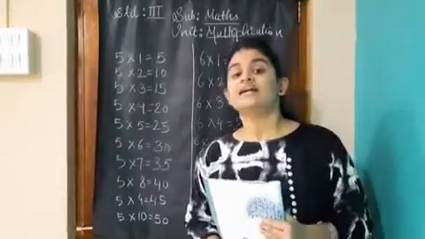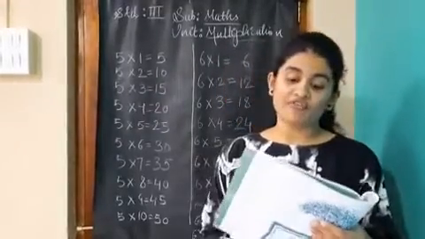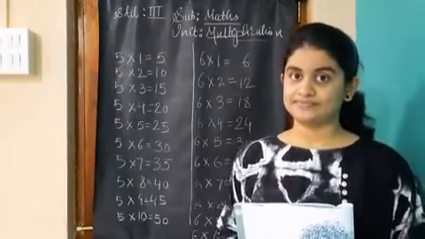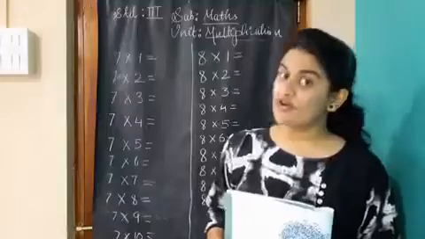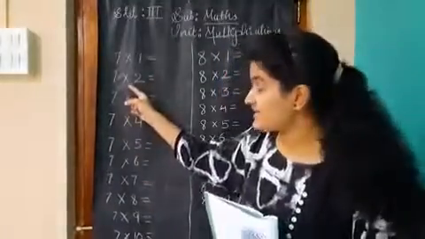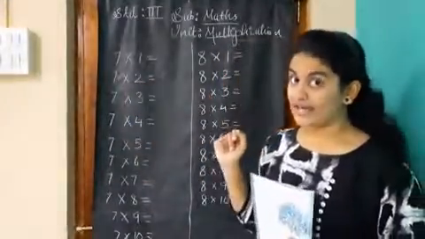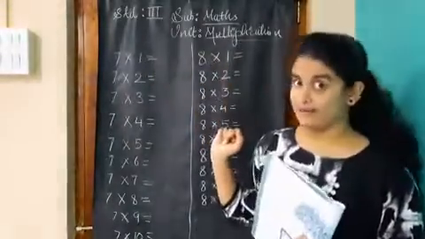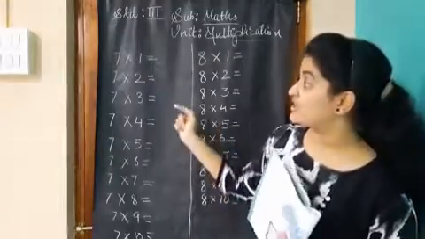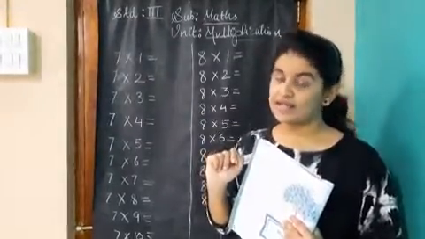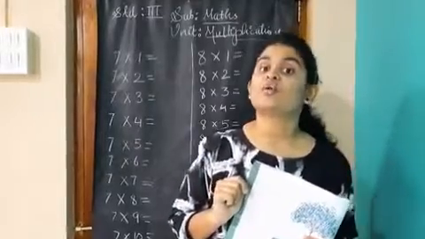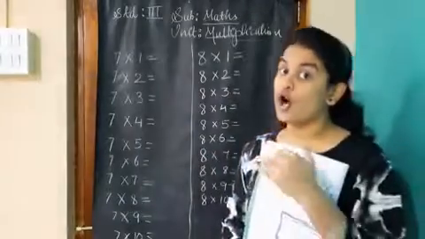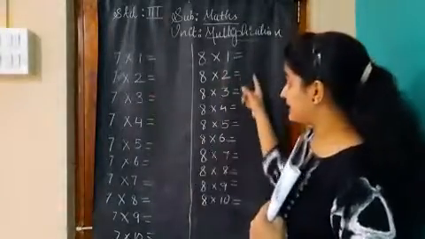Okay, students? Now we are going to study the table of 7 and 8. So, students, now we are going to see table of 7 and table of 8. अब हम देखेंगे 7 का टेबल और 8 का टेबल. मैंने पहले से ही क्वेश्चंस लिखे हुए हैं. So now you have to tell me the answers of these tables. I hope you all know what are the answers of these tables.